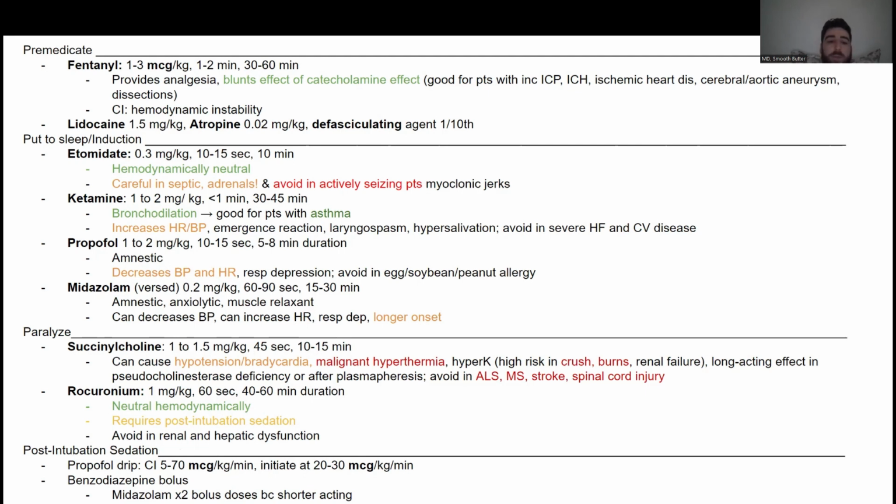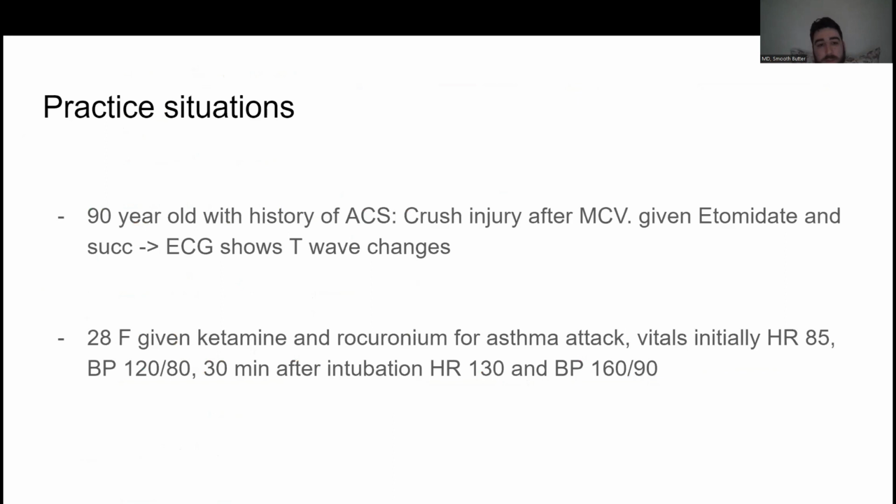On the next slide, I have a quiz for you guys. So take a minute to look at the slide, and then you can look at the quiz. And here's the quiz. Sorry, these are 2 practice situations. So before we get to the quiz, these are the practice situations. These are situations I made up.